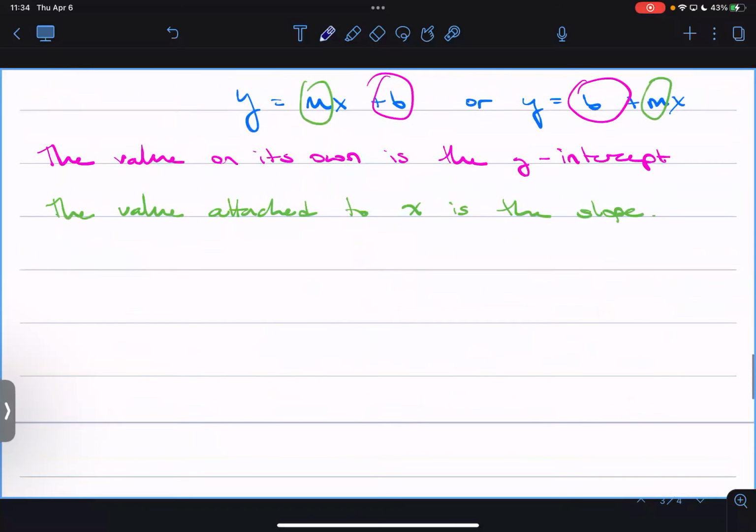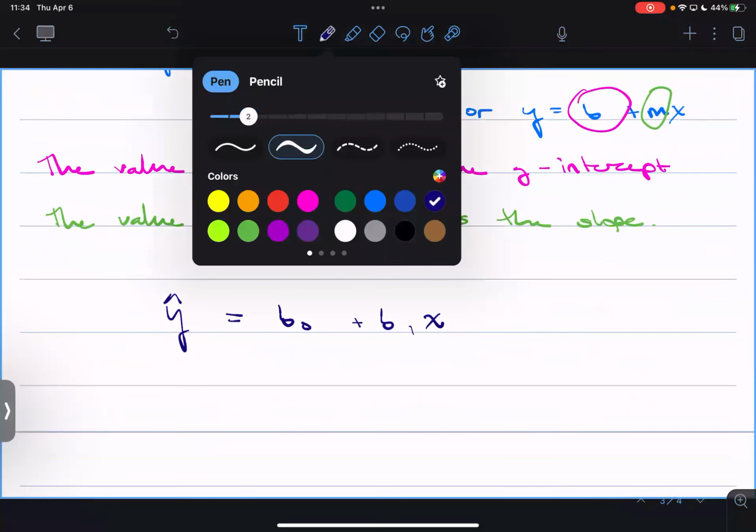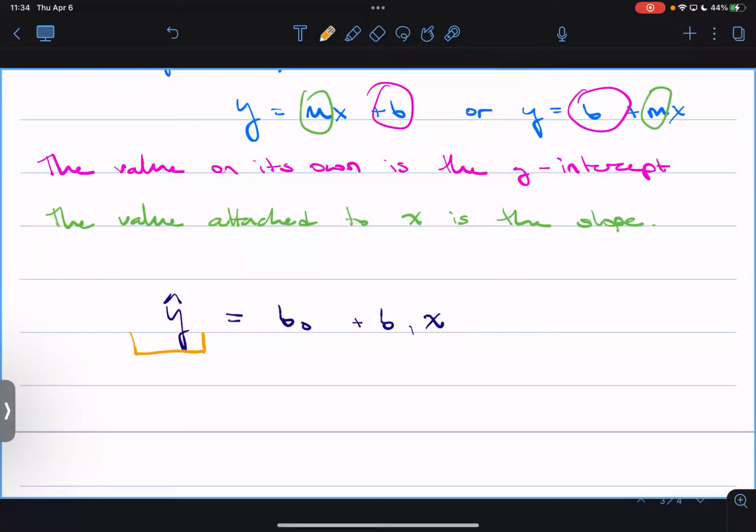So when we're talking about y hat, equals b naught plus b1x, we've seen hats before, but that was when it was a sample proportion. Now when we're talking about regression, it's going to be purely by context.